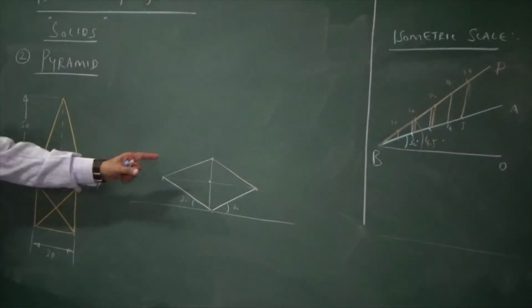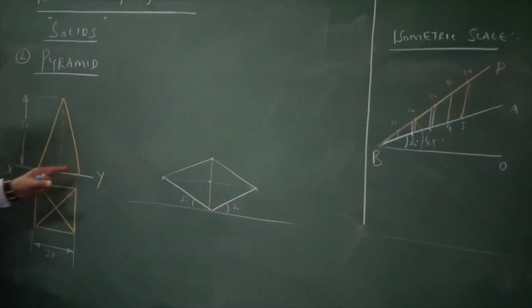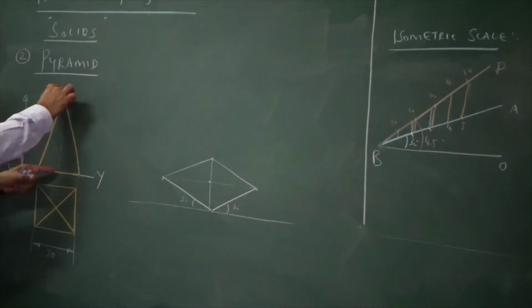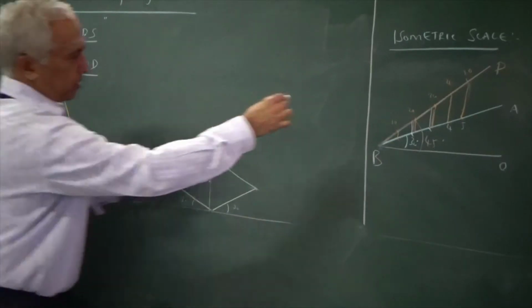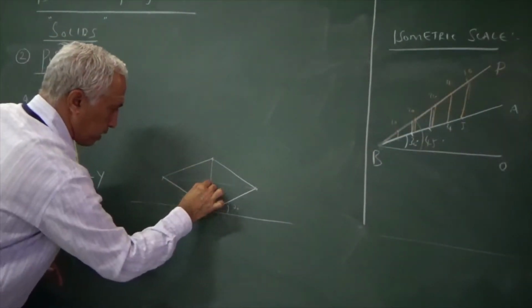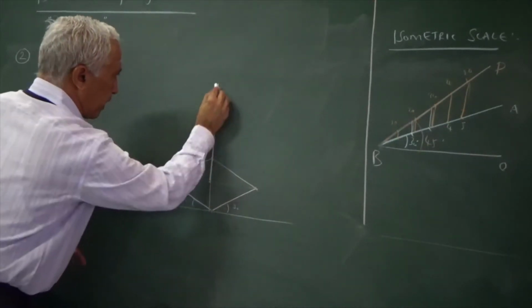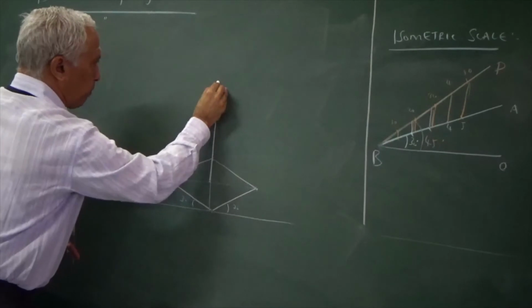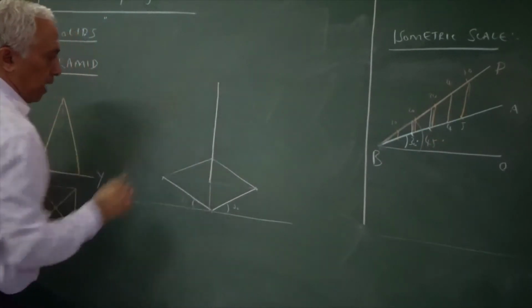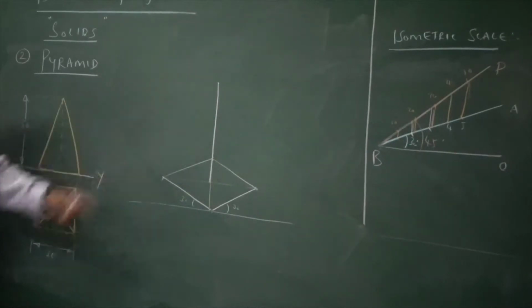To draw a pyramid, this point is my reference point. From here, axis height is 50 millimeters, get ISO of 50. From the center of the square, draw a vertical line to obtain the apex point. The height is ISO 50.